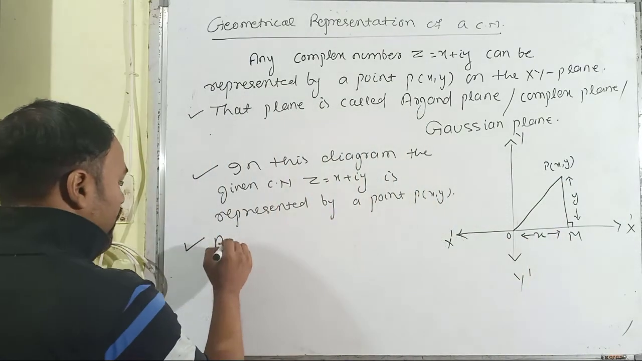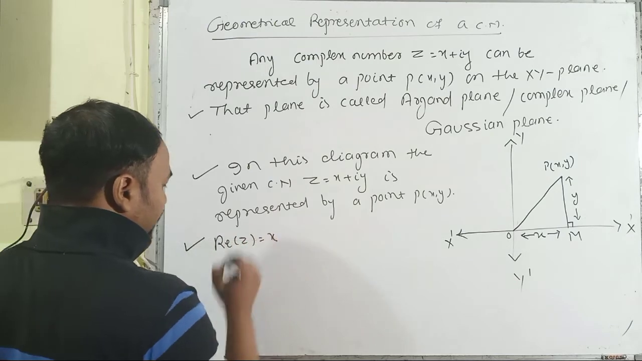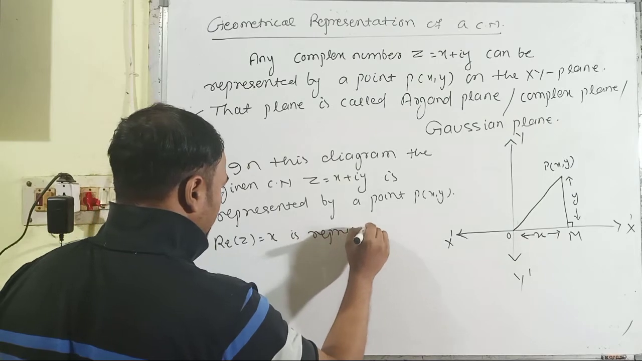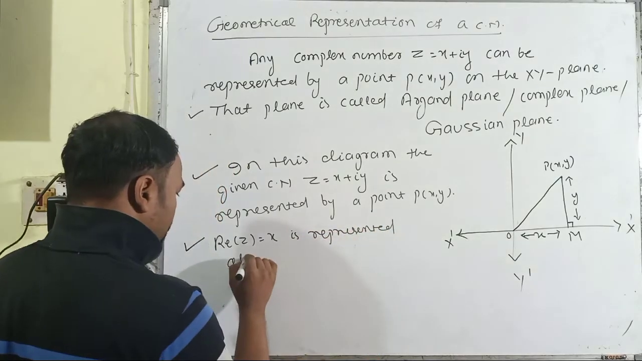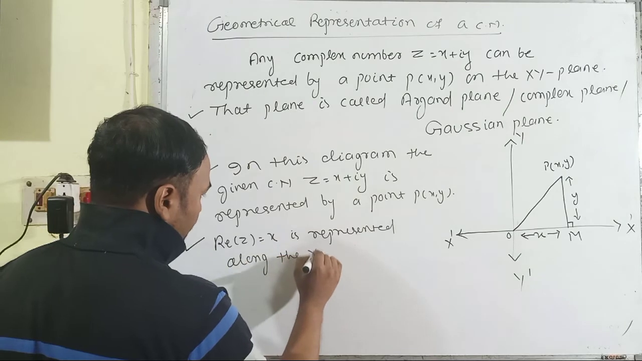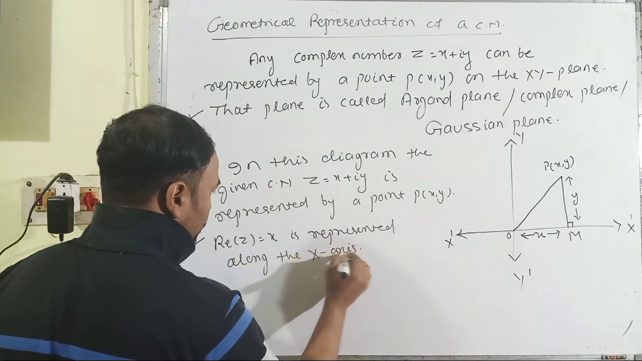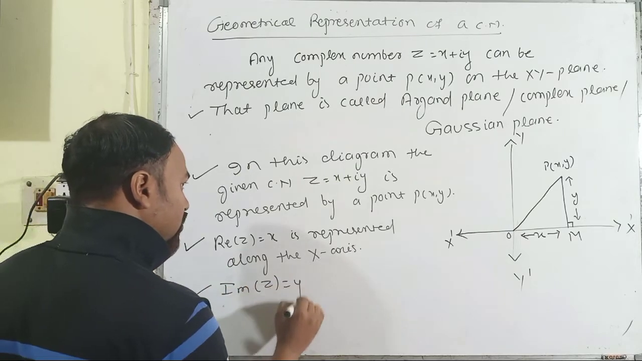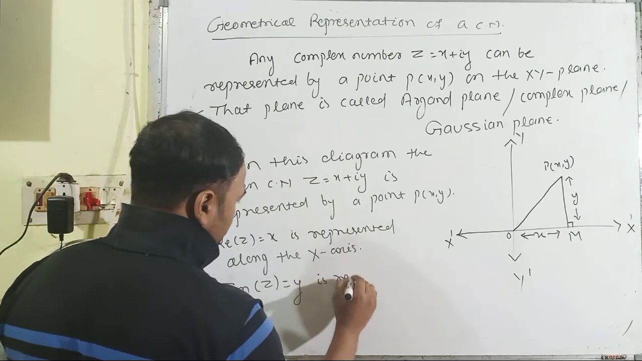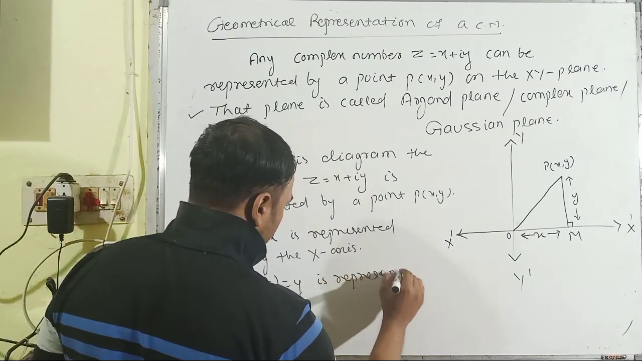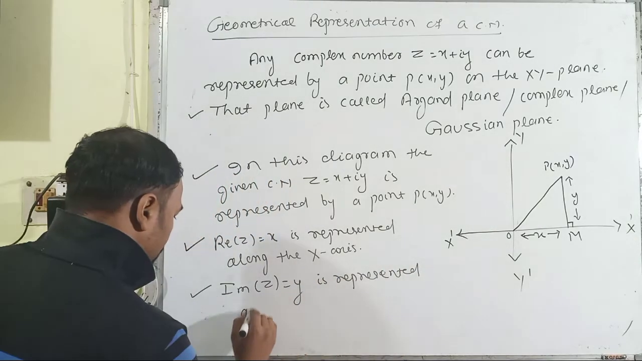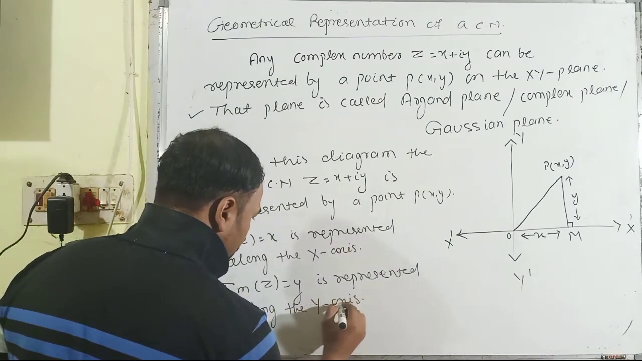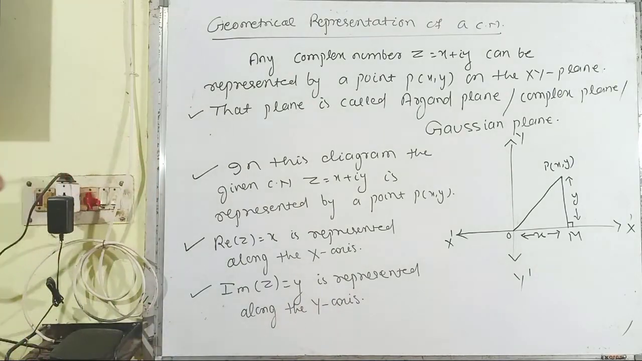So you can write real part of z, that is equal to x, is represented along the x-axis. Then imaginary part of z, that is equal to y, is represented along the y-axis.